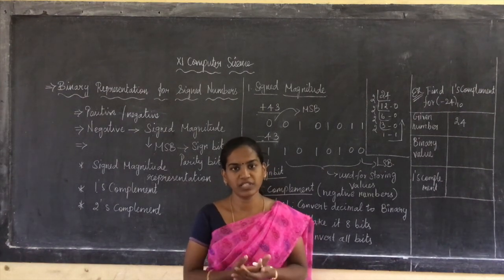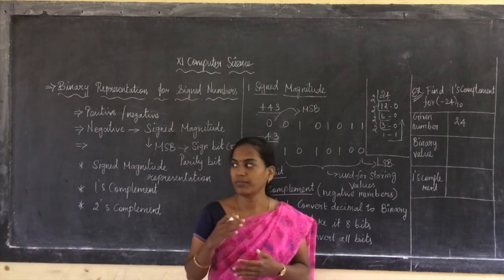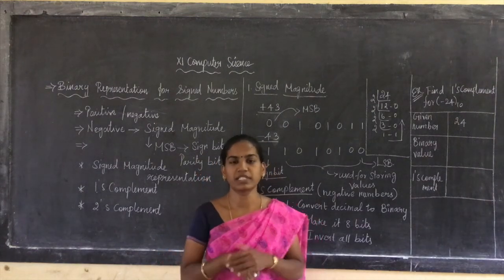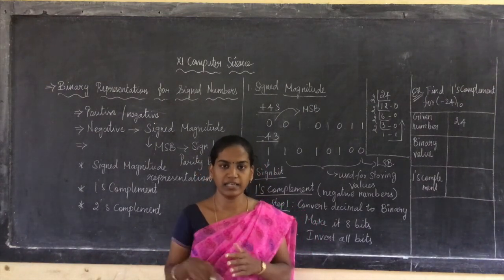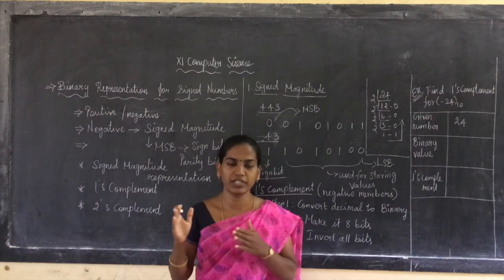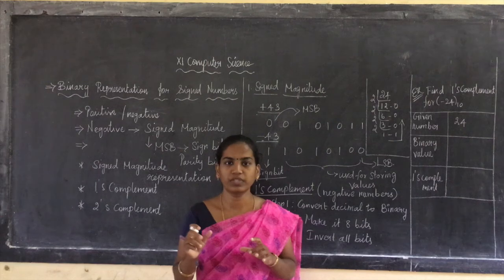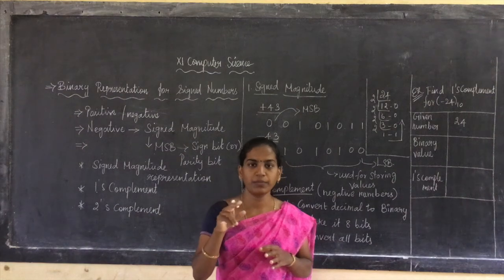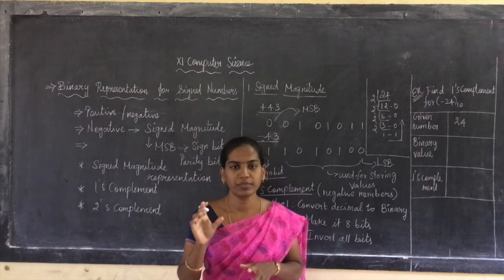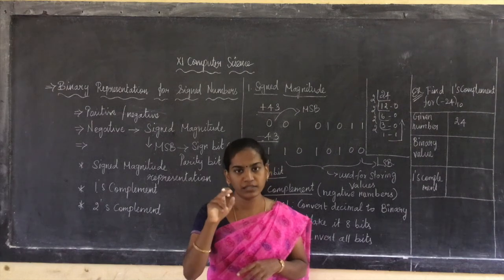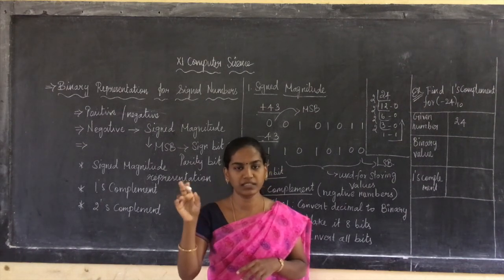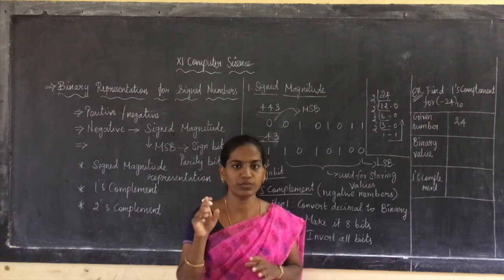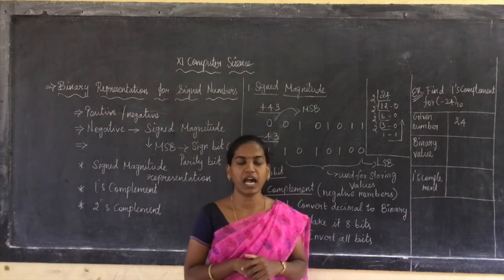Normally, positive value, negative value. But in computer and binary representation, in number systems, we call it signed and unsigned. So what is meant by unsigned number? What is meant by signed number? For positive values, for example 2, that is a positive number. We just write 2 without a plus. So 2 is a positive number.